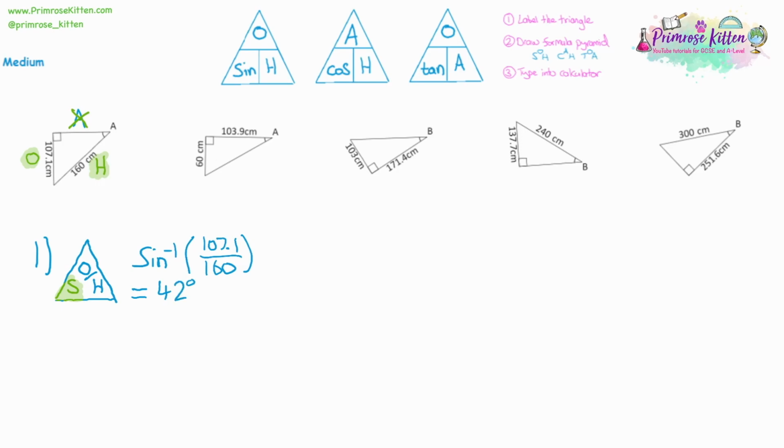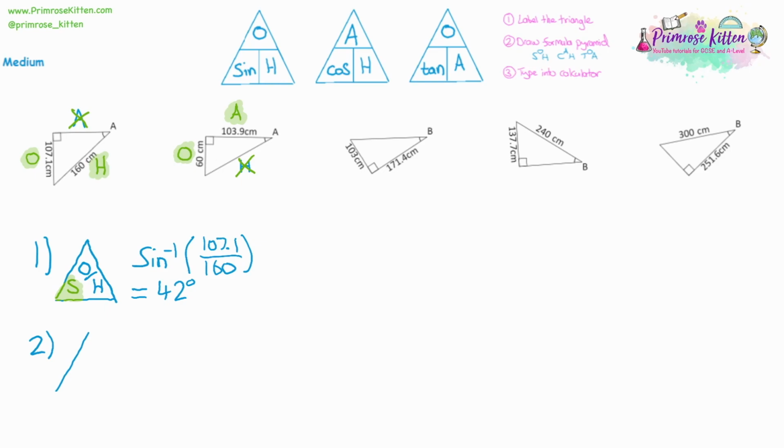And for the medium questions, while the measurements, the lengths, are more complicated, I have designed these to get whole numbers for your angles. Moving on to question 2, label the triangle: hypotenuse, adjacent, opposite. Identify what's important. The opposite has a clue, the adjacent has a clue, and the hypotenuse has nothing labelled.